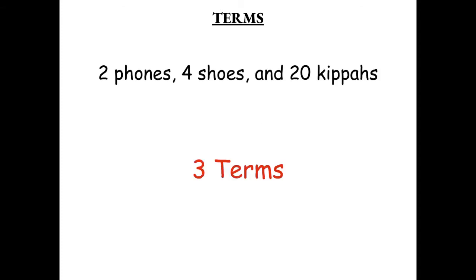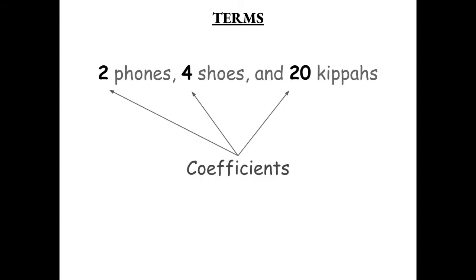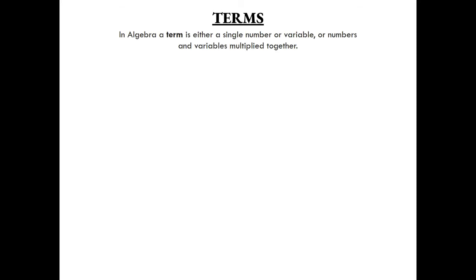Now the numbers in front of the terms are called the coefficients. That tells you how many for each term. So let's say the first term is the number of phones. The number 2 is the coefficient. So 2 phones is the first term, and the number 2 is called your coefficient. 4 would be a coefficient and 20 would be a coefficient. That's just to get the idea of what a term is.